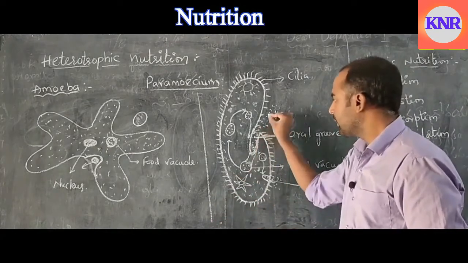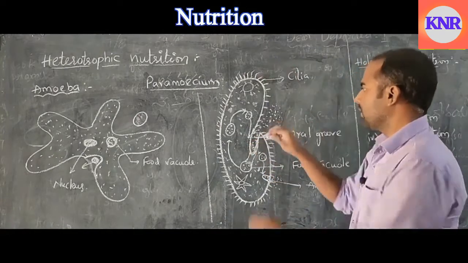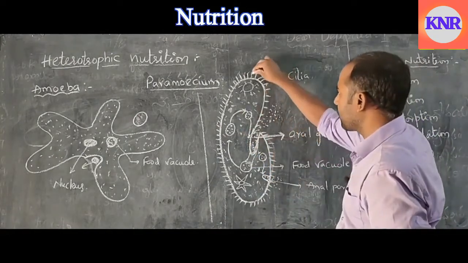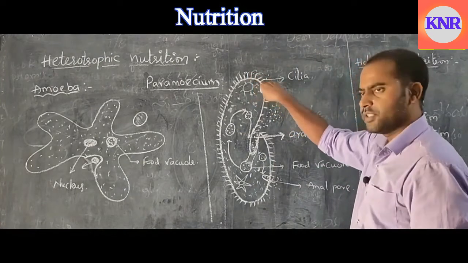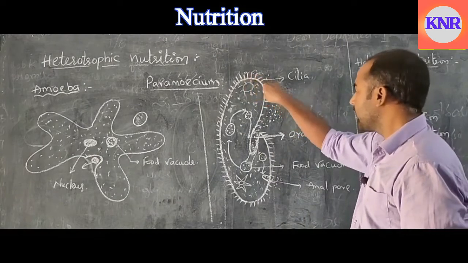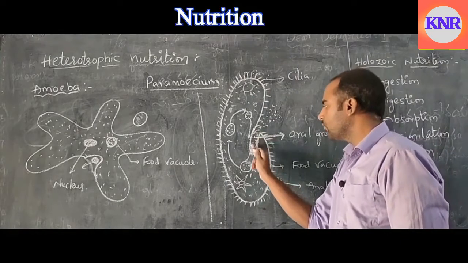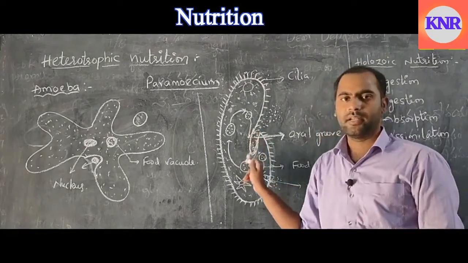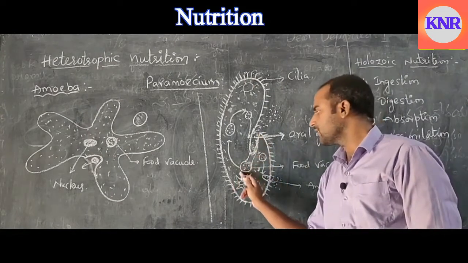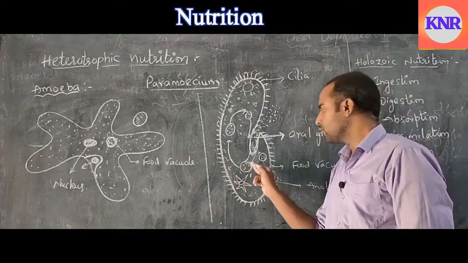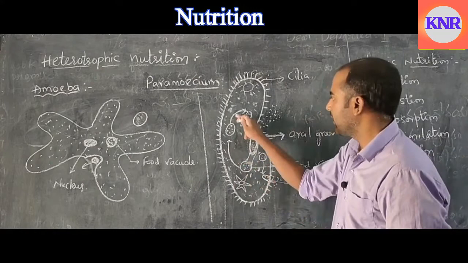Here the food can enter the paramoecium, into the cell. Wherever the food is present, with the help of cilia they push the food. Cilia push the food materials towards the oral groove, and through the oral groove the food enters the body of paramoecium. As soon as it enters, the food is converted into a food vacuole and the digestion process takes place.